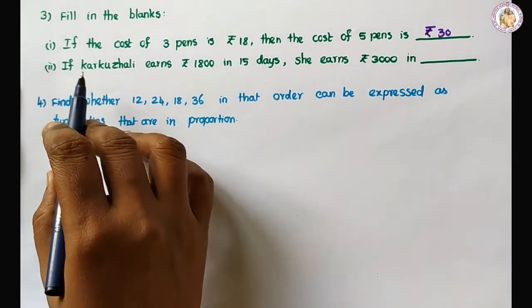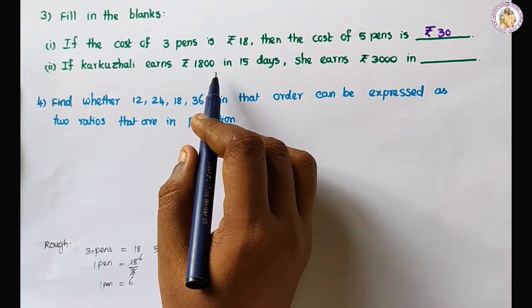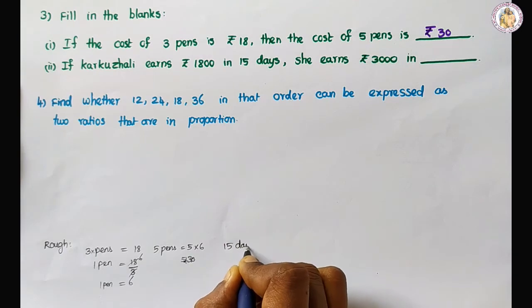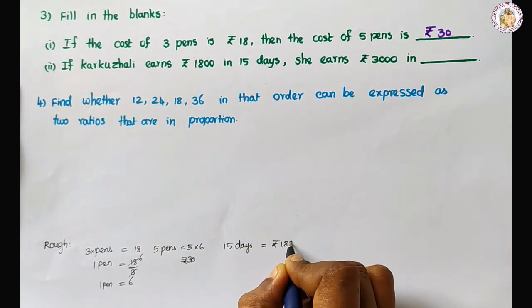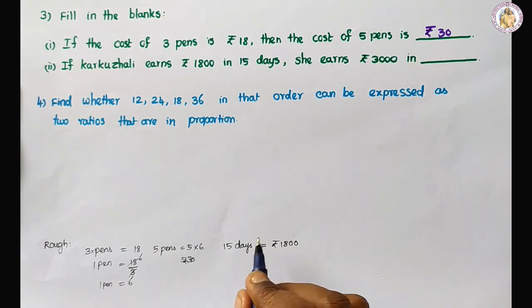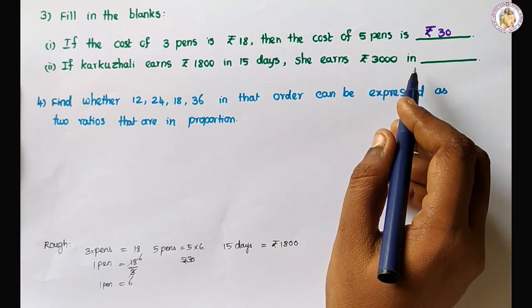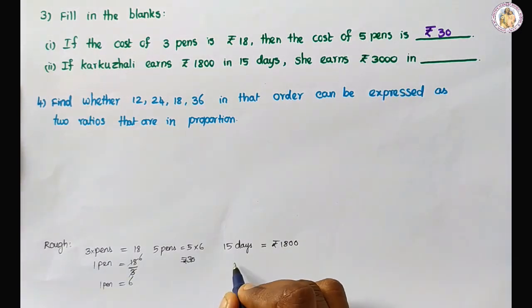Next one. If Karkurali earns 1800 in 15 days, she earns rupees 3000. Means in how many days? That is the question. What is the earning per day?